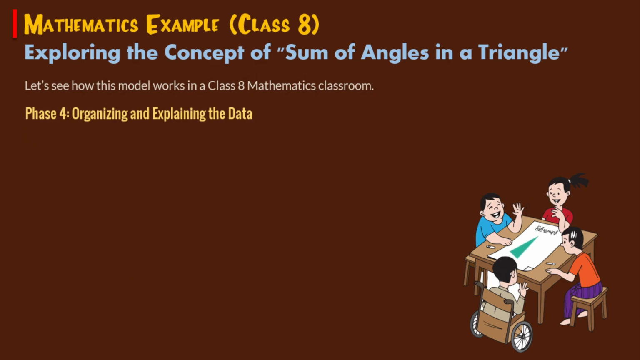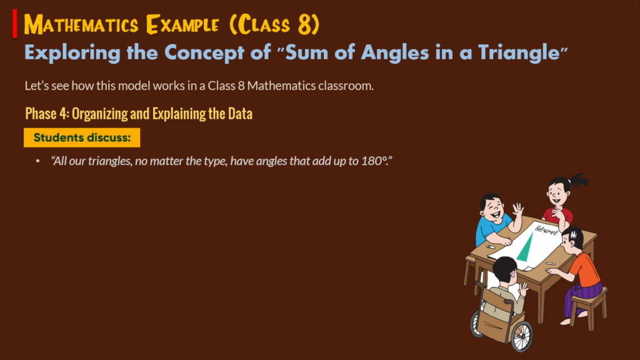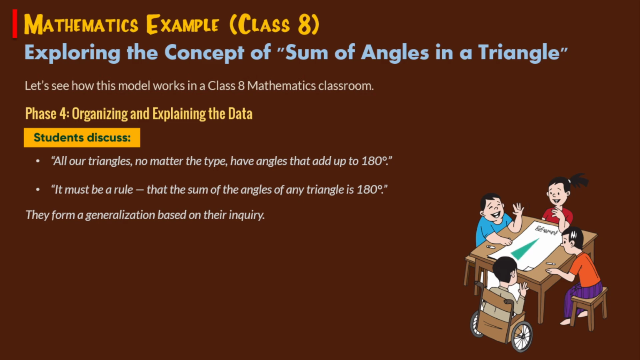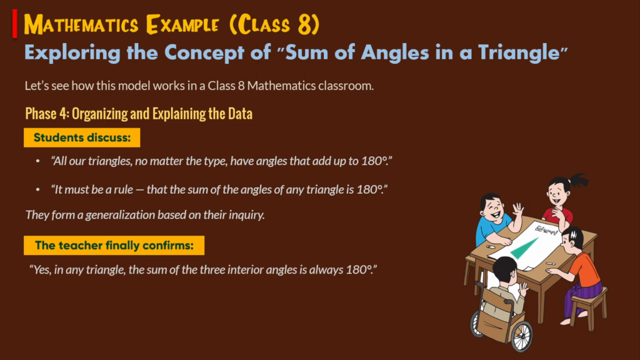Now, the fourth phase is organizing and explaining the data. Now the students discuss: all our triangles, no matter the type, have angles that add up to 180 degrees. It must be a rule that the sum of the angles of any triangle is 180 degrees. They form a generalization based on their inquiry. The teacher finally confirms, yes, for any triangle, the sum of the 3 interior angles is always 180 degrees.